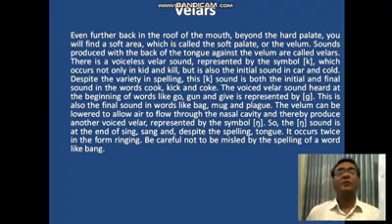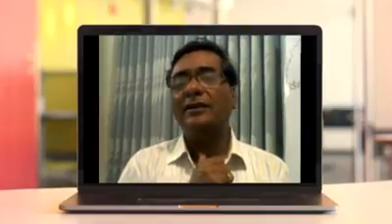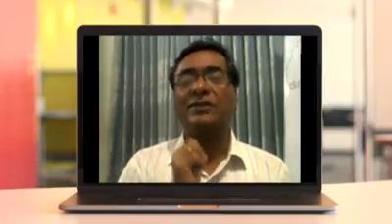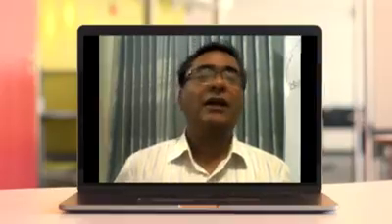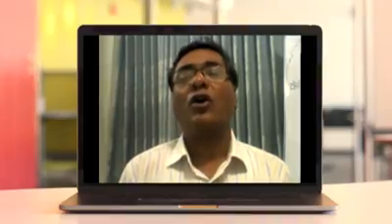You will find a soft area which is called the soft palate or the velum. Sounds produced with the back of the tongue against the velum are called velars. So the back of the tongue and the velum will be in action. Some sounds are produced over there. There is a voiceless velar sound represented by the symbol k, ko.